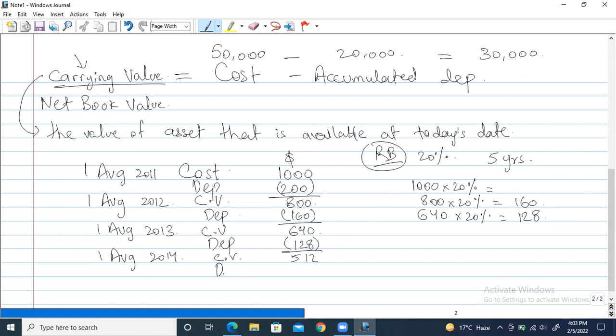Okay, and now the fourth year's depreciation. So 1, 2, 3, and this is fourth, right? Now I'll charge it on 512 because we have to charge it on carrying value. So 512 into 20%, this is 102.4. And this will give us the carrying value at August 15. So this will be 409.6.